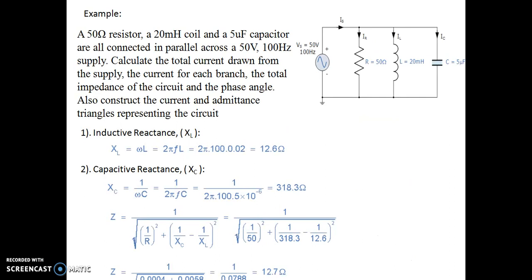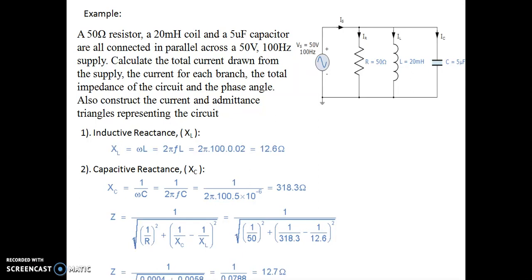Here in this numerical we have a source connected in parallel to three components: a resistor of 50 ohm, an inductor of inductance 20 millihenry, and a capacitor of capacitance 5 microfarad. So how to find the total current? For finding total current, first we need to find the inductive reactance. Inductive reactance XL is equal to omega L, and omega is equal to 2 pi F. So XL is equal to 2 pi FL, which comes to about 12.6 ohm.